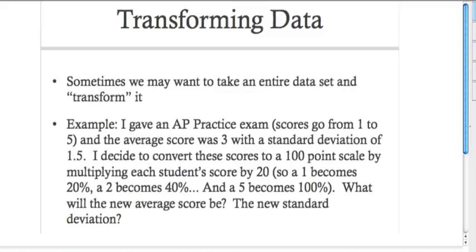For example, let's say I gave an AP practice exam, and on the AP exam scores go from 1 to 5. And let's say the average score was 3 with a standard deviation of 1.5. I want to make this into a test score, so I decide to convert these scores to the 100-point scale by multiplying each score by 20. That means a 1 becomes 20%, a 2 becomes 40%, and all the way up to 5 becomes 100%. And I want to know what is my new average score and what will the new standard deviation be.